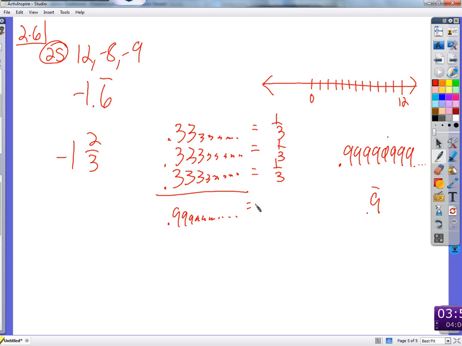Over here, what do we get? 1/3 plus 1/3 plus 1/3, what's that? That's a whole, right? 1/3 plus 1/3 plus 1/3, that's 3/3, that's 1. So what do we find out? The 0.9 repeating forever for all eternity is equal to 1.